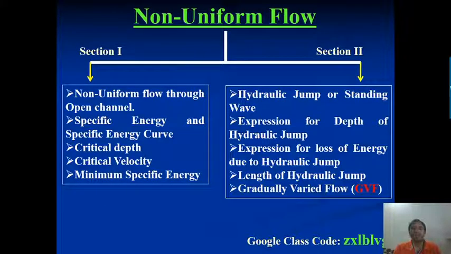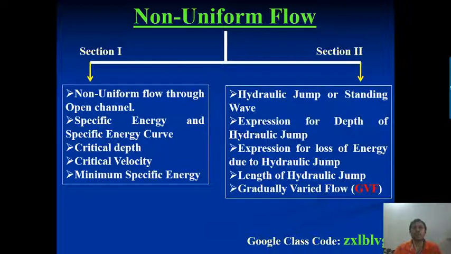So this chapter is divided again into two parts. In the first part we understand what non-uniform flow is and what the divisions of non-uniform flow are. Earlier we referred to gradually varied flow and rapidly varied flow. Now we are going to learn it in detail in the form of non-uniform flow.